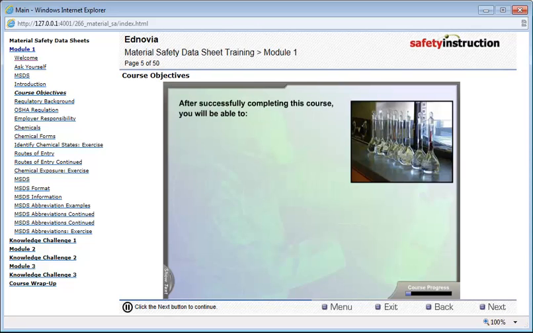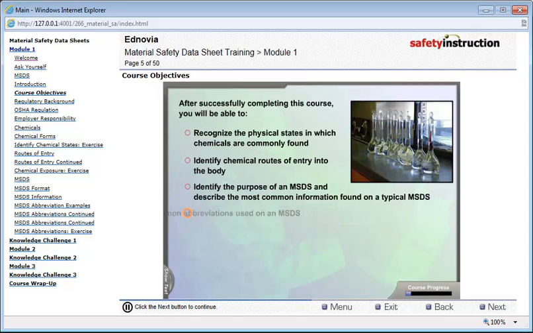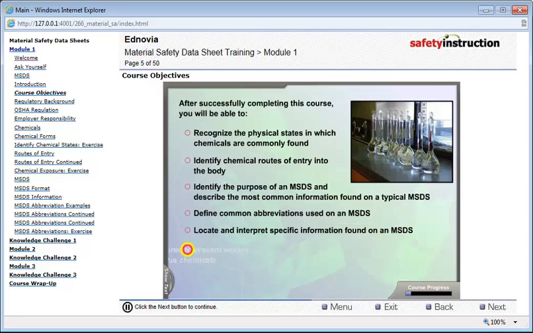After successfully completing this course, you will be able to recognize the physical states in which chemicals are commonly found, identify chemical routes of entry into the body, identify the purpose of an MSDS and describe the most common information found on a typical MSDS, define common abbreviations used on an MSDS, locate and interpret specific information found on an MSDS, and specify control measures to prevent worker exposures to hazardous chemicals.